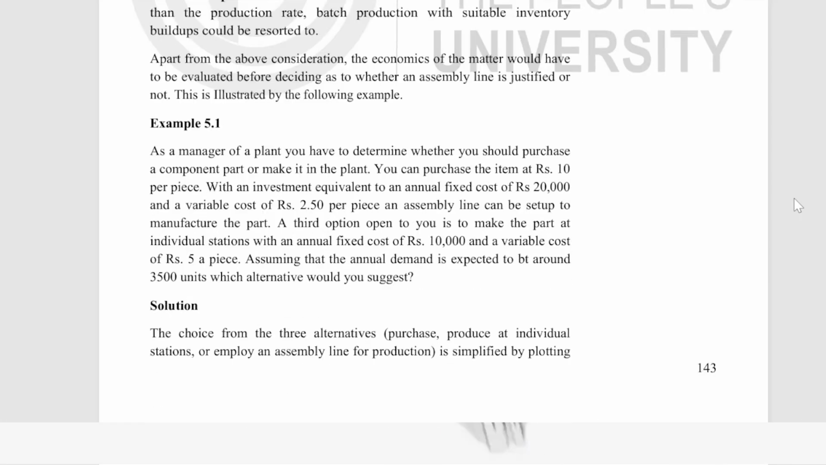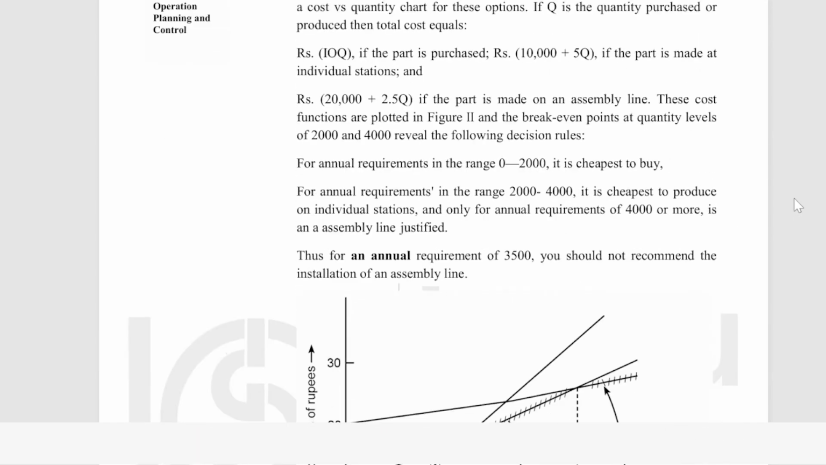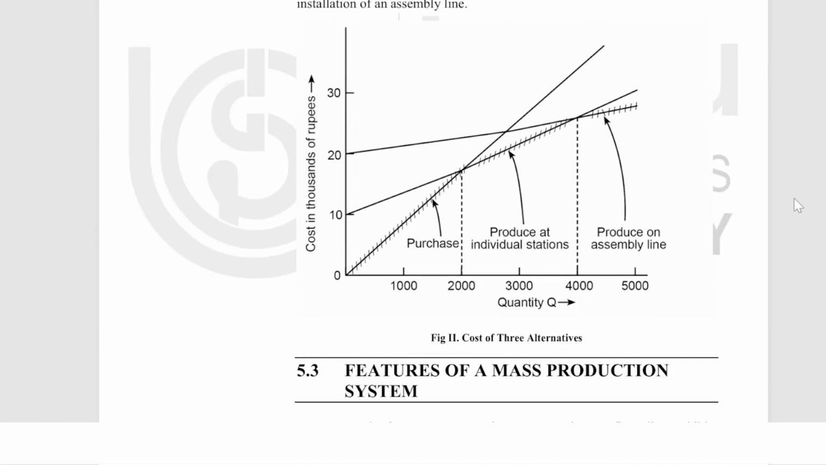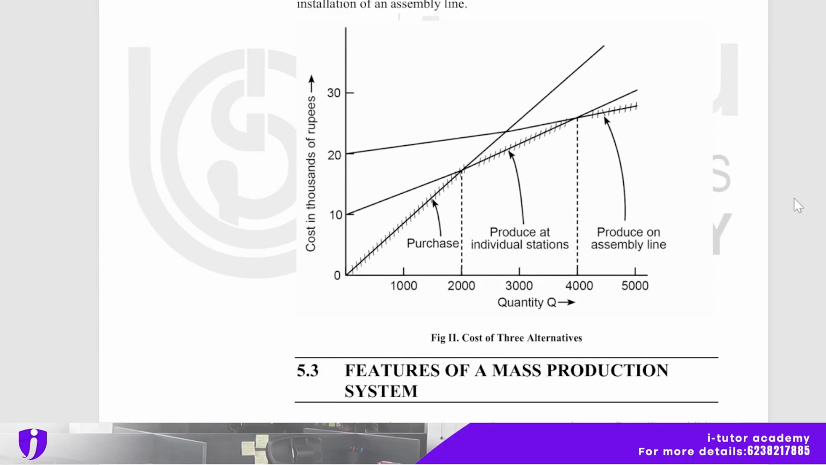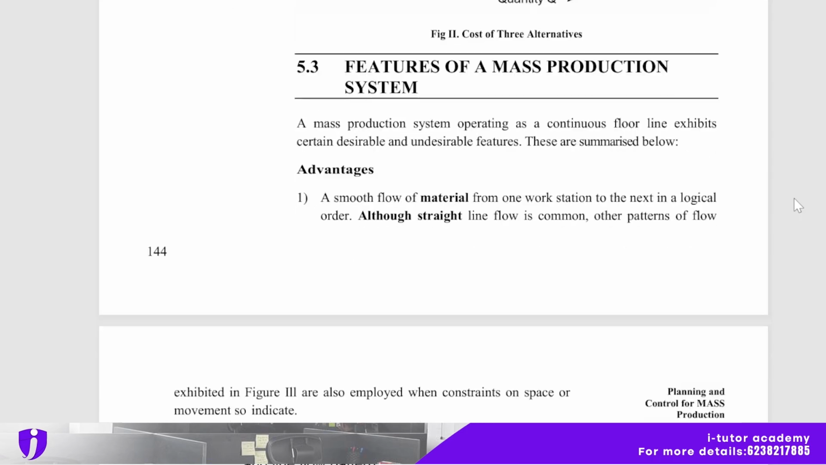So this is an example. Example 5.1 is here, and the solution is also here. You just go through it. Based on the example, here is Figure 2, the cost of three alternatives. Okay, so there is purchase, produce at the individual station, and produce on the assembly line. Please refer to this example so you will get more idea.